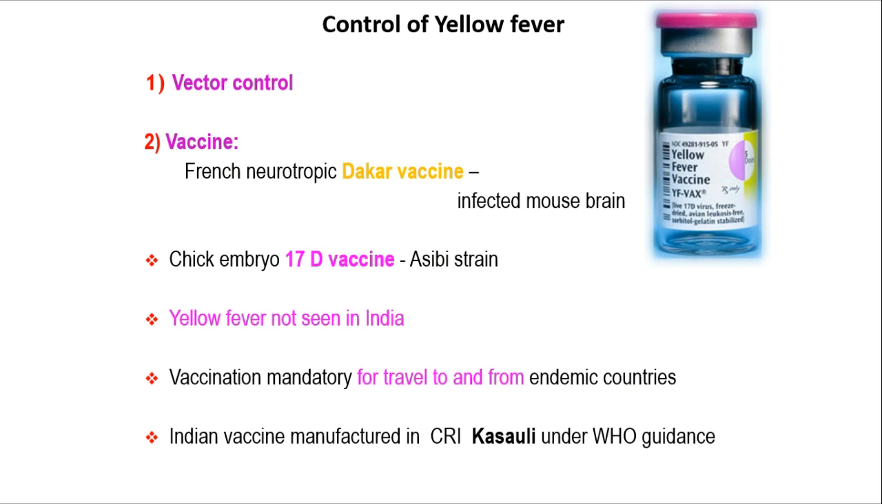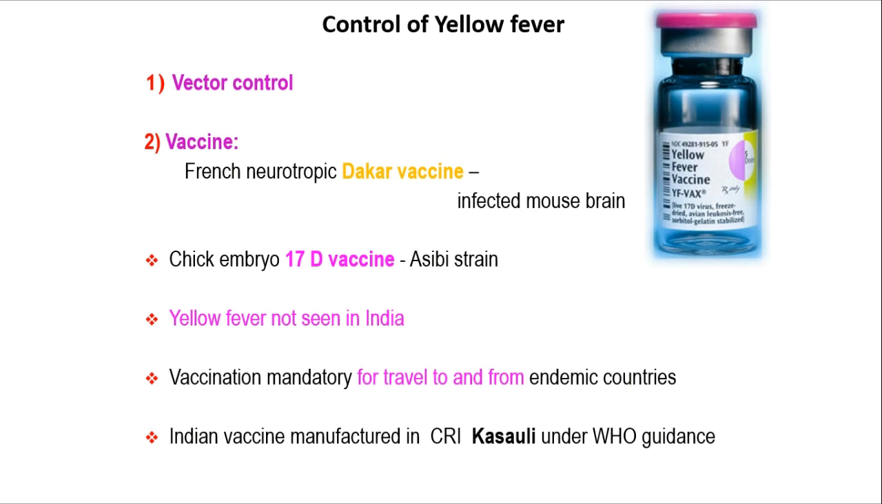Of course, we have vaccines, different types of vaccines. The French neurotropic Dakar vaccine is produced by infecting the virus into mouse brain and passaging it continuously. And we also have the chick embryo 17D vaccines, which are produced from the 17D strain.